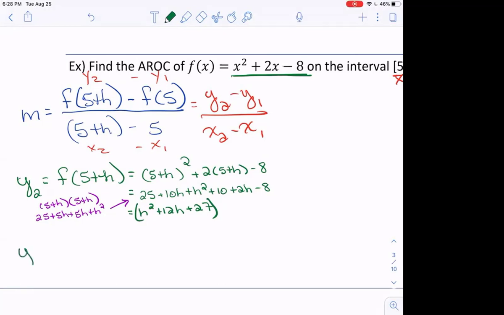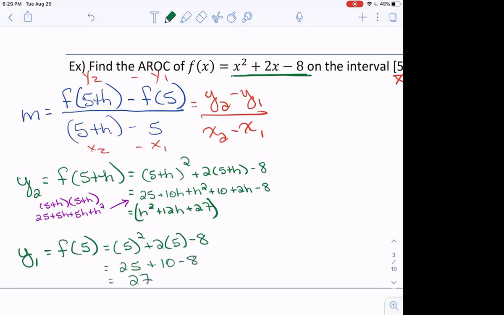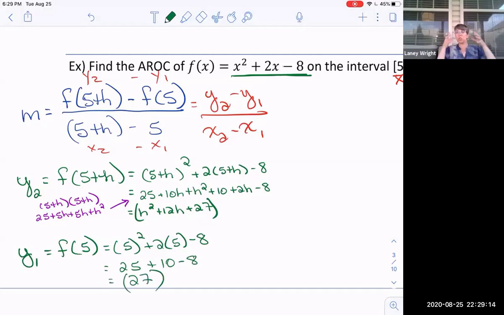So let's take a look at y sub 1. That's the easier one. F of 5, we just get to plug 5 in for everything. So we get 5 squared plus 2 times 5 minus 8, and that just gives us a 27. So we have an expression for y sub 2, the part up here in the top, the f of 5 plus h. And we have an actual numerical value for y sub 1, the f of 5. So we can actually plug those in.